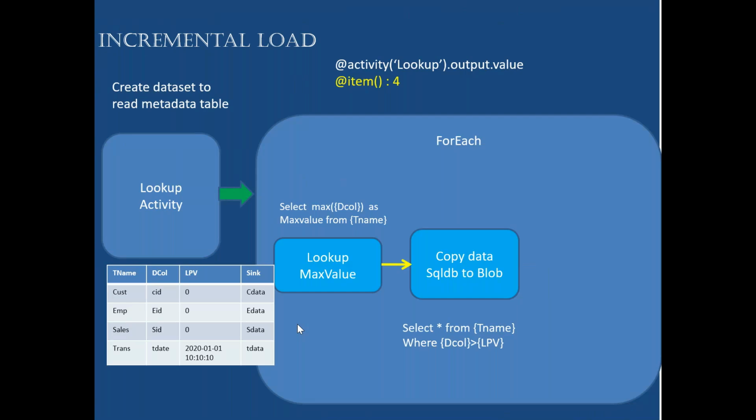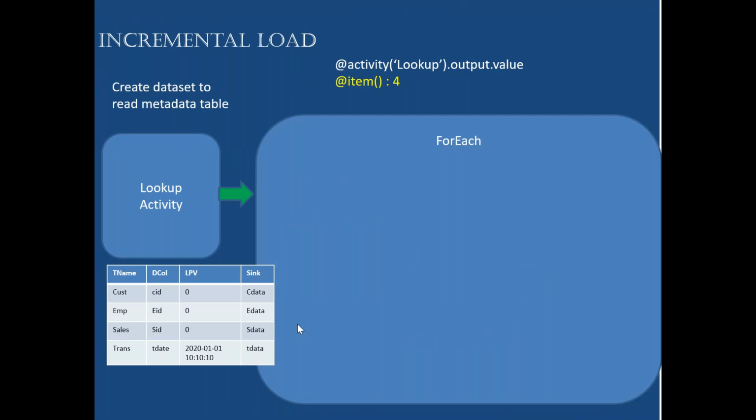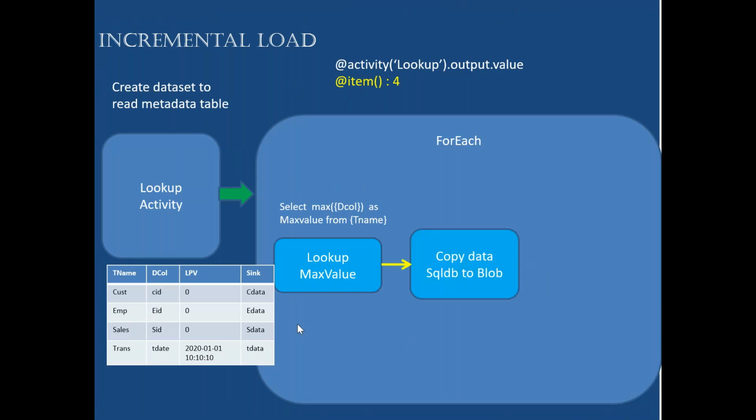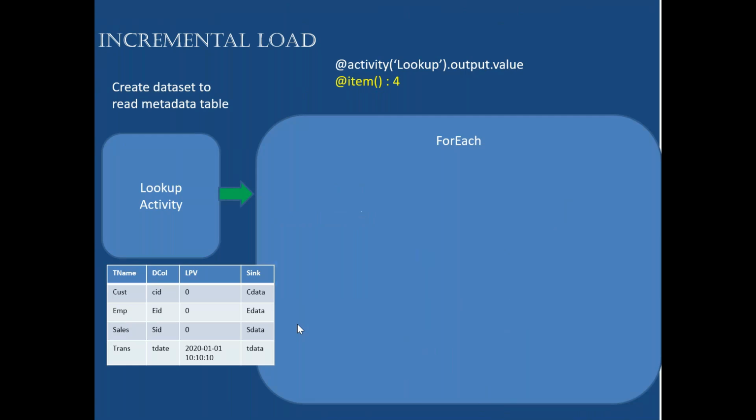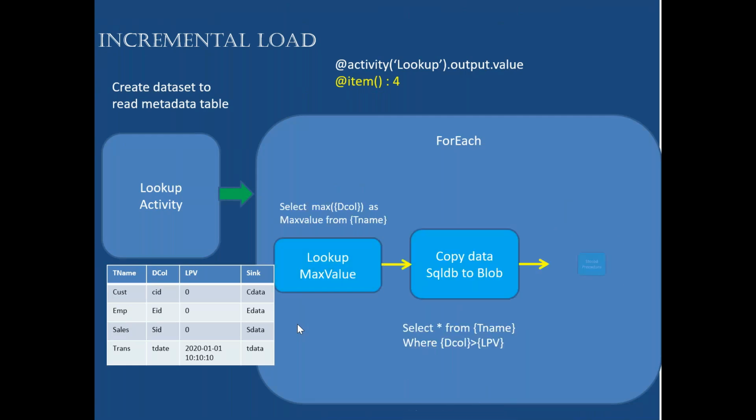Once it is done for the customer table, the same will repeat again for the employee table. It will read it again, it will query the data which is greater than the employee ID 0. Then it will copy into blob and update the last processed value. Once this is completed for the employee, then again it will do it for the sales table. Once this is completed for sales, then again it will be executed for the transaction table. Understood, team? Everybody understood? Yes, sir.